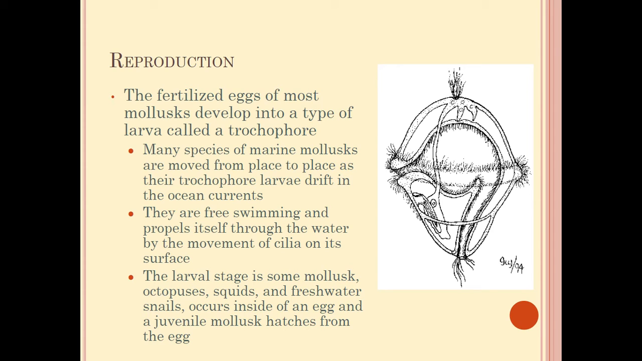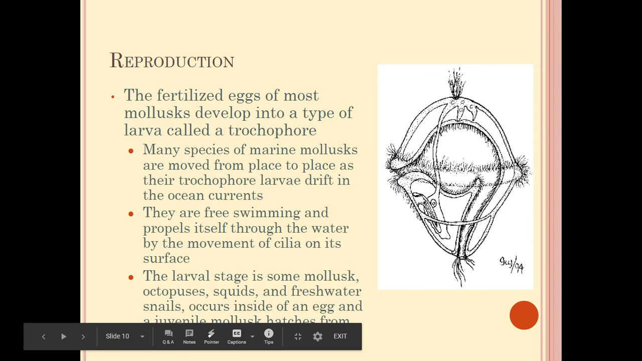But let's talk about these little eggs here. So these fertilized eggs of most mollusks will develop into a type of larvae called a trochophore, and we have a picture of that right here. Many marine species can move from place to place. Remember, this trochophore is going to drift within the ocean currents. It also is free swimming.